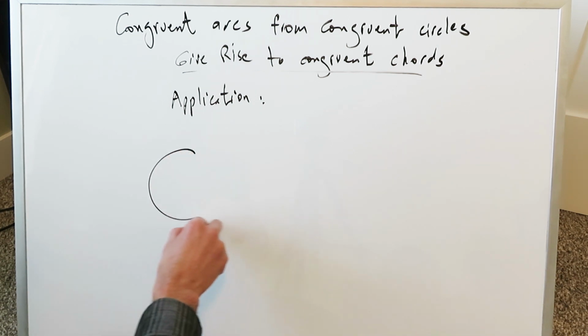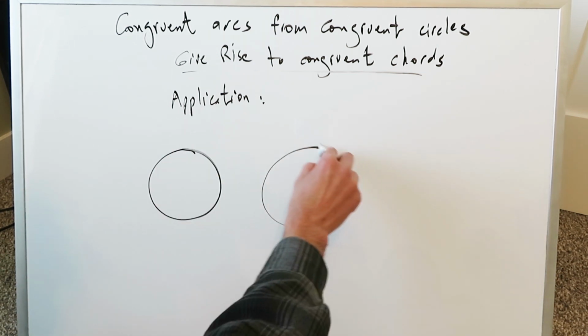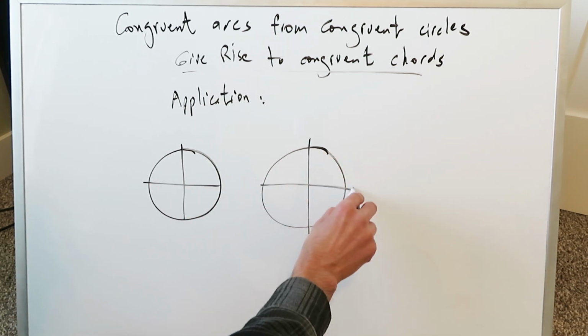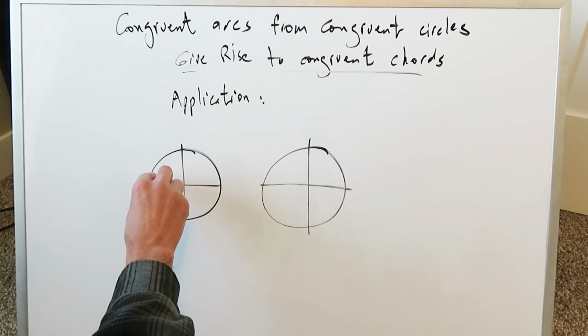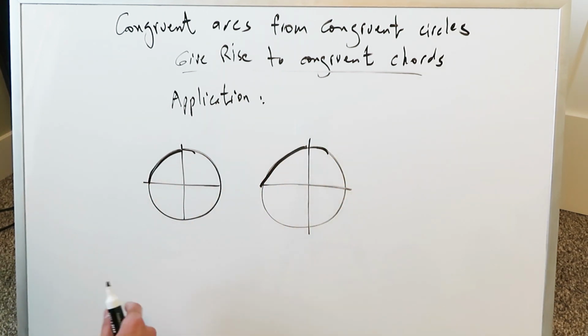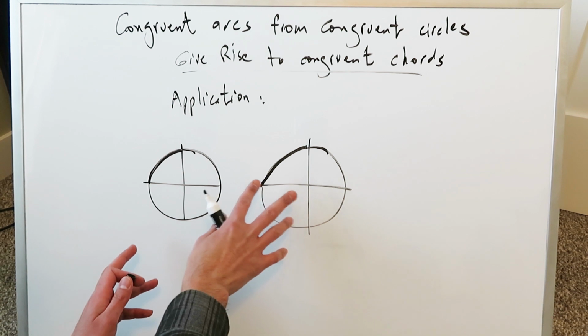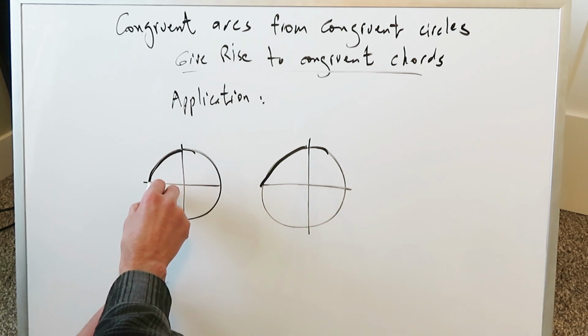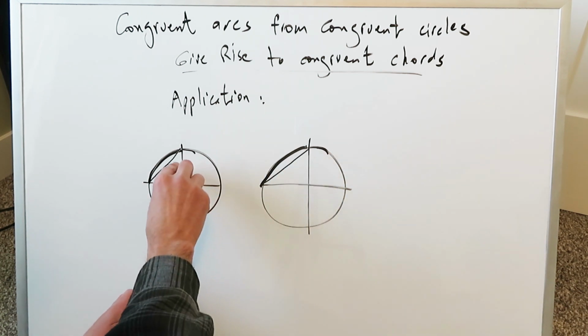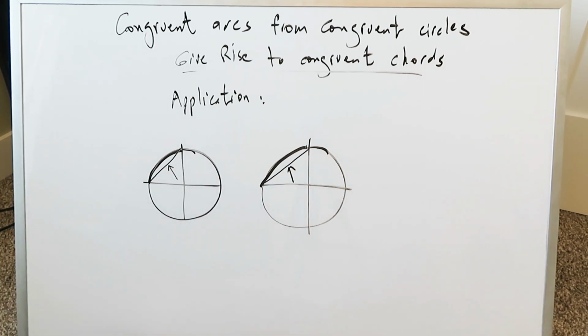If you have a circle and it's identical to another, they're congruent, and you can just draw an x and y plane in both of these. If you pick a certain arc, both of these arcs, for both of these circles, should be equal to each other because they're from congruent circles. If you draw a chord from this point to this point, you're determining this chord right here should be equal to that chord right there.